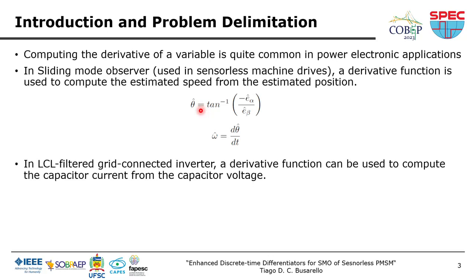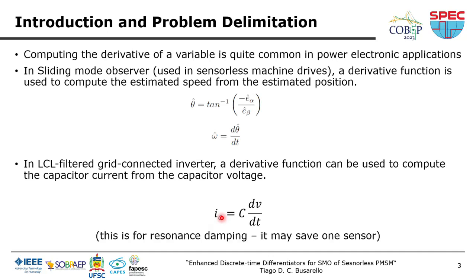Another example of a derivative function in power electronics applications is in LCL-filtered grid-connected inverters, in which a derivative function can be used to compute the capacitor current from the capacitor voltage. This relation shows that you can measure the voltage across the capacitor, compute its derivative, and then you have the capacitor current. There are some reasons to do that. This is for resonance damping, and by doing that you may save one sensor. This is a topic for another paper, but in this paper we are focusing on these sliding mode observers.